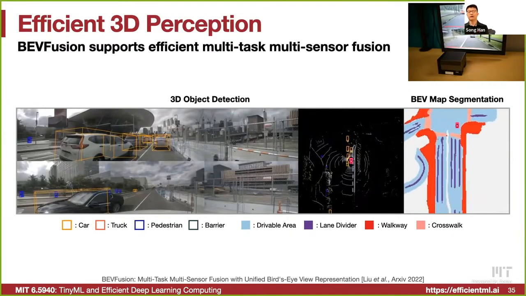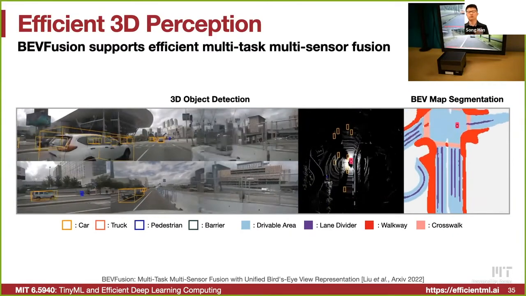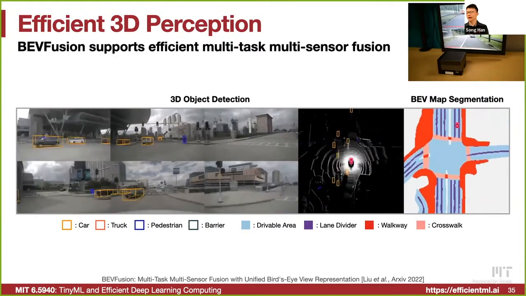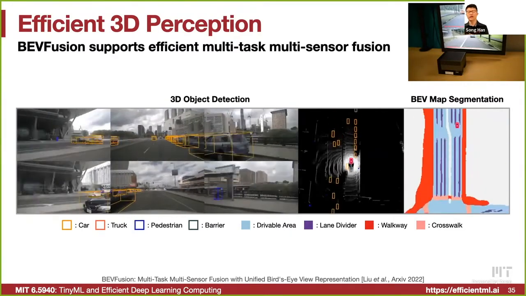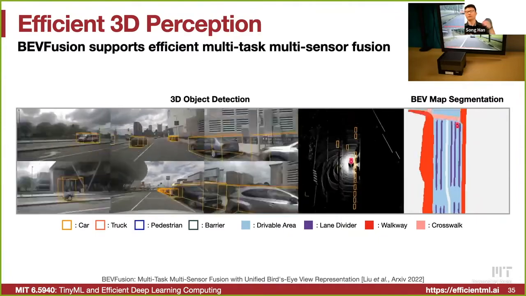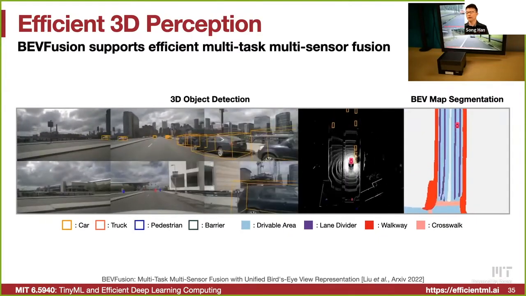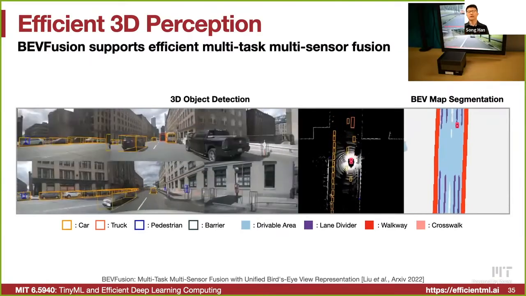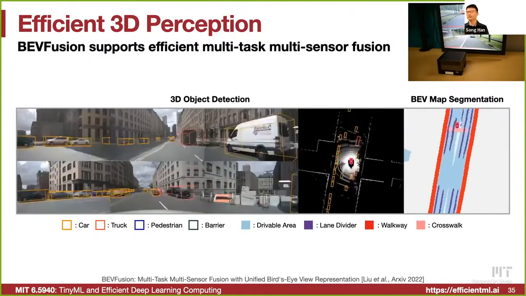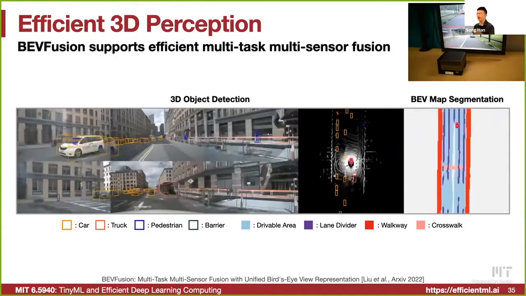And we want to combine these features to fuse multiple sensors to do the segmentation and also detection. Detection means finding the bounding box, 3D bounding box of the cars, the pedestrians, and everything. And on the right-hand side is showing the BEV map segmentation. BEV means the bird eye view.